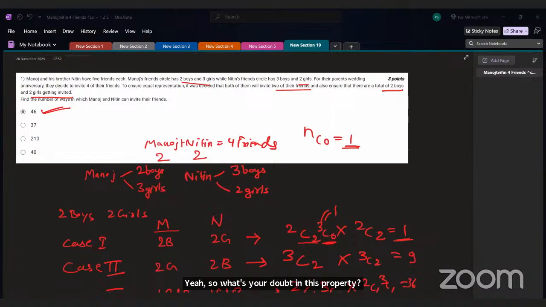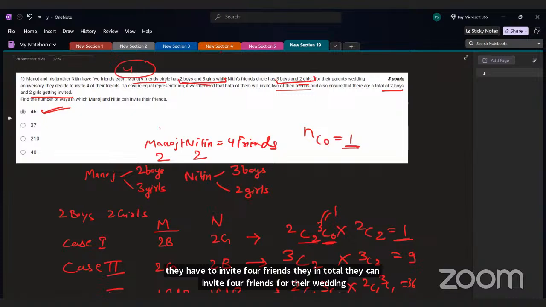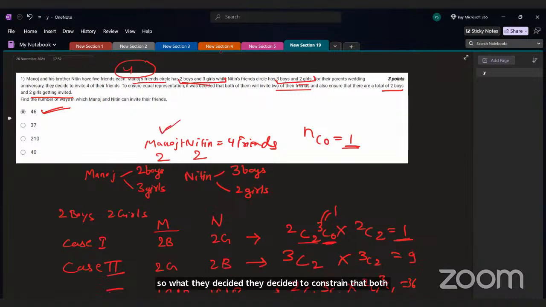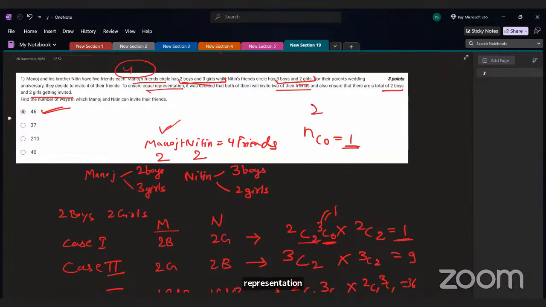Yes, okay. So in this question, Manoj has got 5 friends with this distribution. Nitin has got 5 friends with this distribution. Now they have to invite 4 friends in total for their wedding. So they decided to constrain that both will invite two friends each, and to maintain the representation, they will invite 2 boys in total and 2 girls in total.